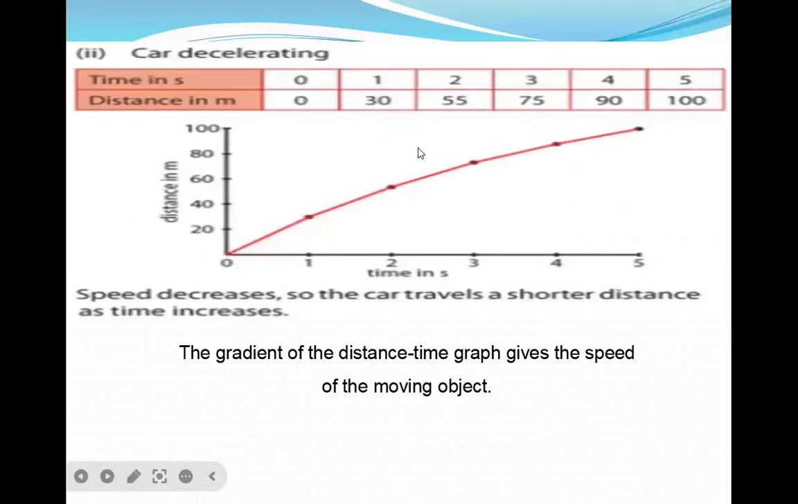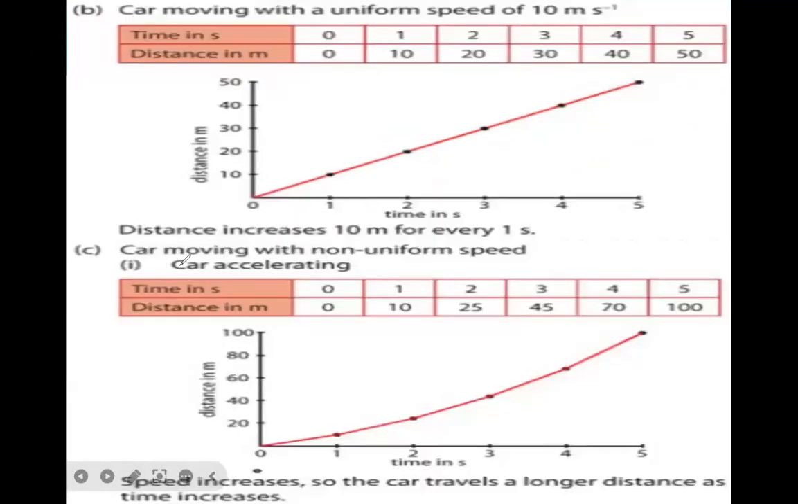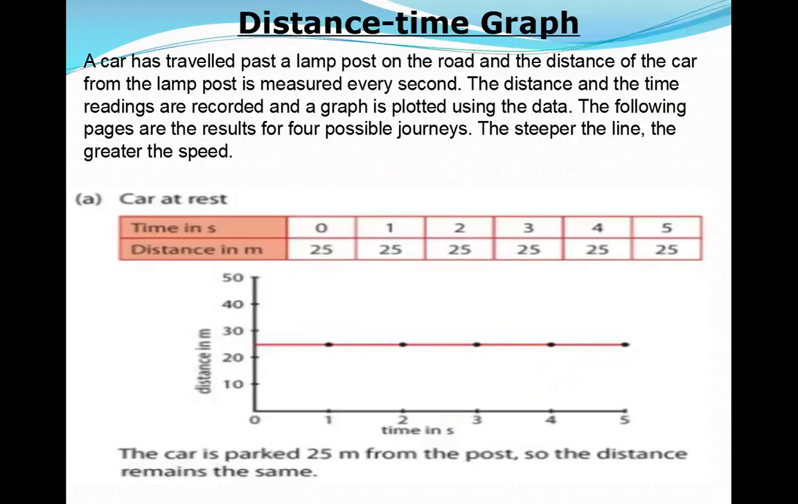Now what we have is the car is decelerating. Decelerating means the car's speed is decreasing. It means the gradient is also decreasing. I draw the graph on the screen as a distance time graph, but the gradient of this line is decreasing. It means speed is decreasing. If the speed is decreasing, it means the gradient is also decreasing. So the speed of the body moves with a decreasing value.